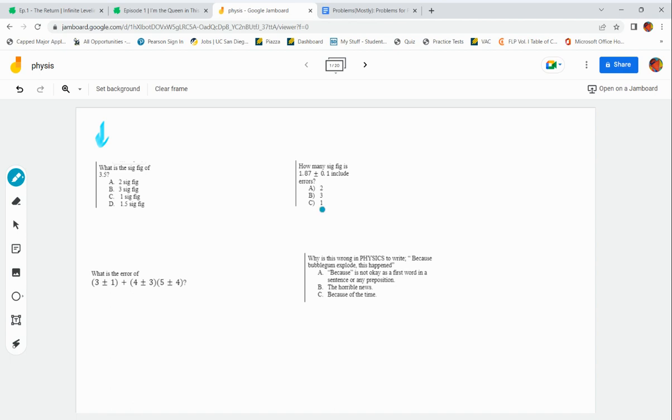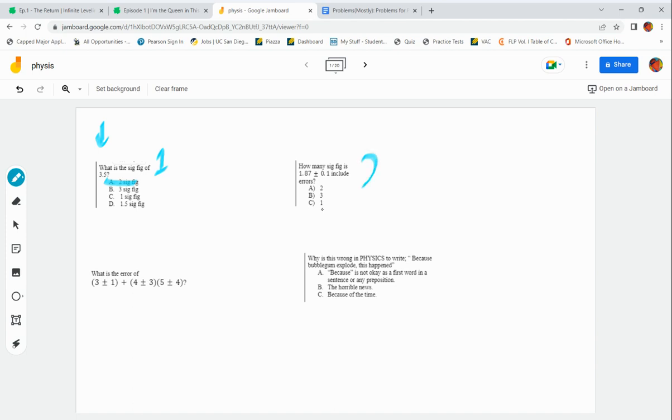But the first question over here, number one, I can point to over here. I will do this for now because otherwise you can't see my finger without me pressing it. So what is the sig fig of 3.25? Those are just two digits, so we can easily say that's two sig figs.